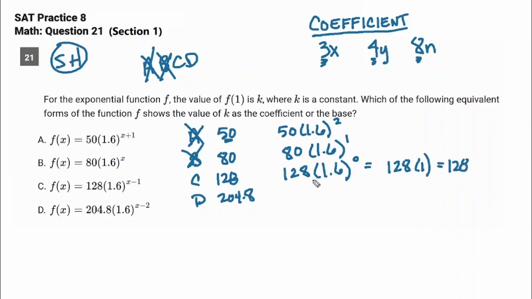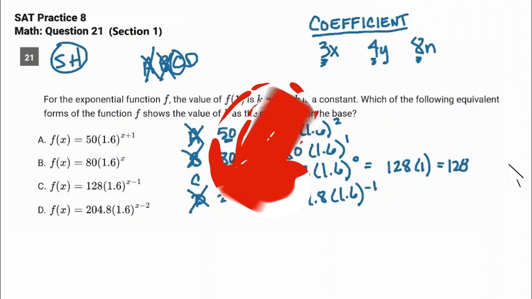So when we did the function, do we end up with the coefficient? We do. So C is the answer. If you want to try D, it's 204.8 times 1.6 to the 1 minus 2, which is negative 1. Some disastrous calculator thing that you have to do. You know you're not going to end up with 204.8. It's gone. The answer to this question is C, and it's really easy if you just understand what coefficient is and if you just run the function. Get it right and move on.